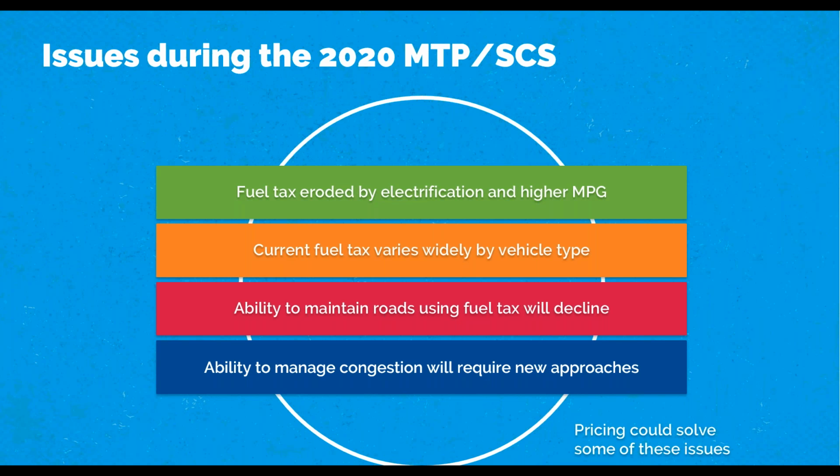And finally, a lot of other regions around the state and around the country are really using pricing, and at the lower end of the scheme of pricing, managed lanes or express lanes are one way that a lot of regions within the state and around the country are using pricing to manage congestion and provide modal alternatives for travelers to use.